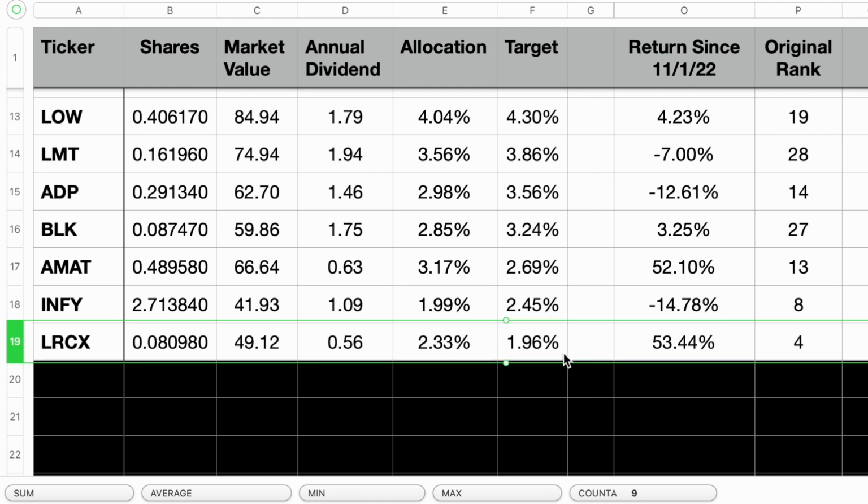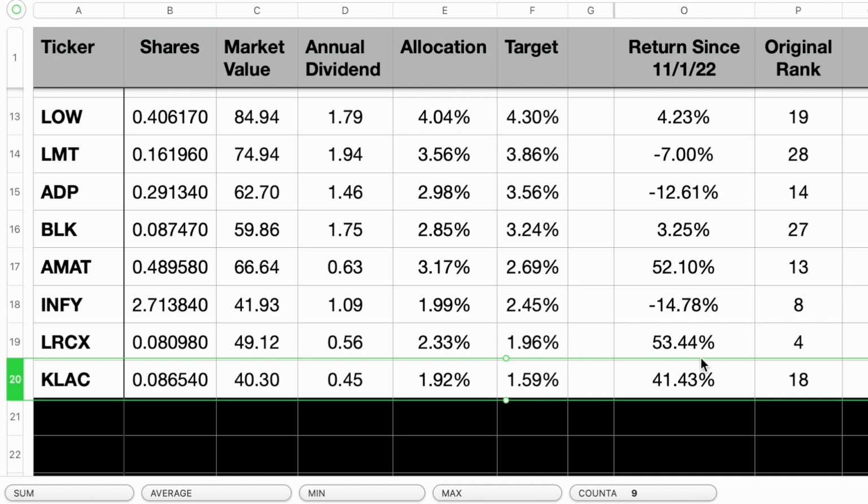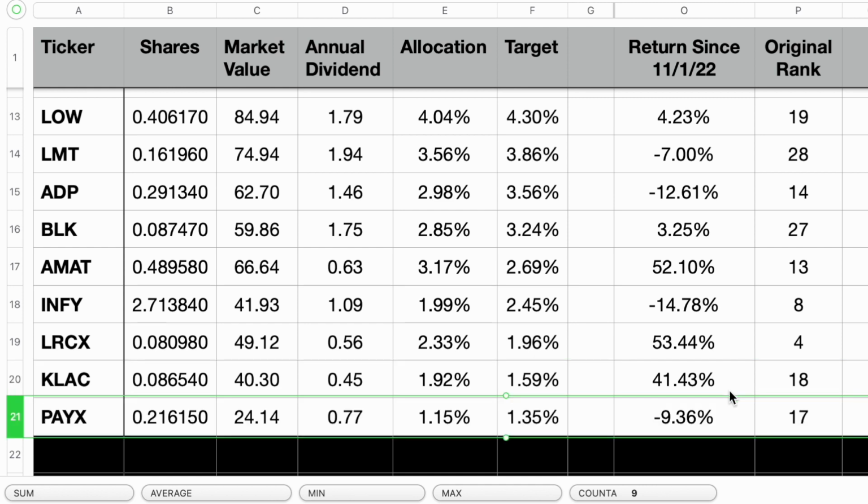Position number 18 is Lam Research, that started with a 1.96% allocation and is up 53.44%, making it the third best stock overall. Position number 19 is KLA Corporation, that started with a 1.59% allocation and is up 41.43%. And position number 20 is Paychex, that started with a 1.35% allocation and is down 9.36%.